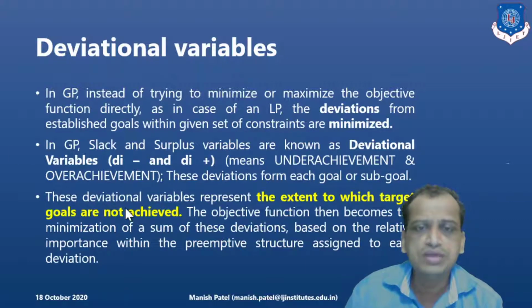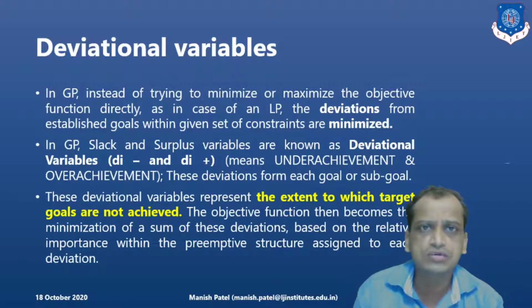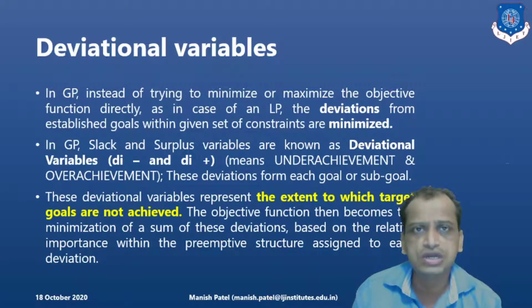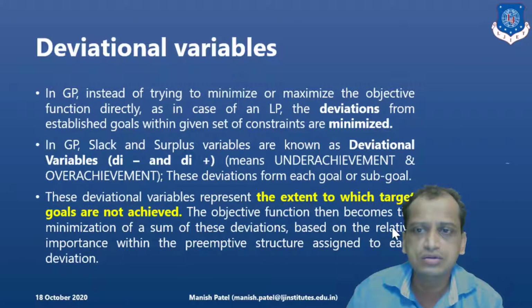What do these deviational variables represent? They represent the extent to which the target goals are not achieved. Whatever the target goal is, these variables represent how far it is missed, right? The company is trying to minimize the sum of these deviations. And how do they do that? They do it based on the relative importance of these deviational variables.